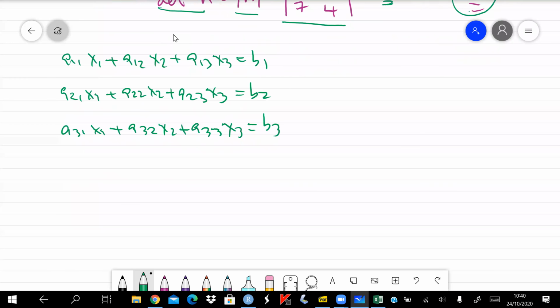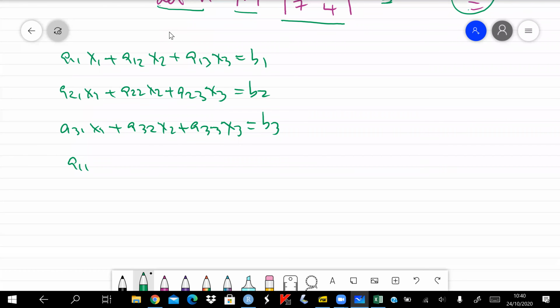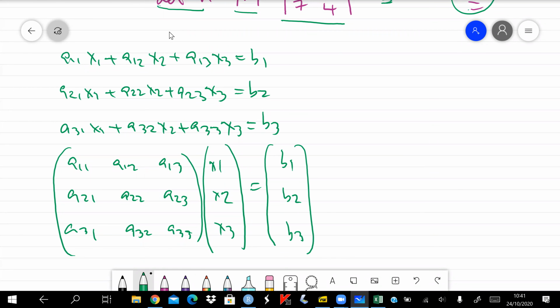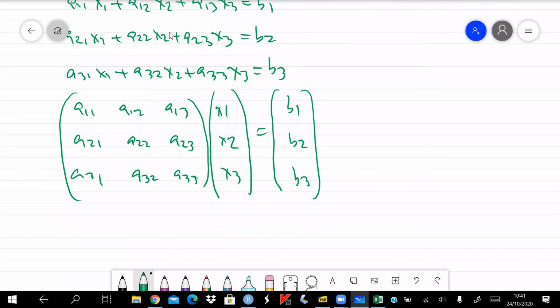So in matrix format, you can convert this into A11, A12, A13, A21, A22, A23, A31, A32, and A33. That's your matrix A. You multiply that by this vector, x1, x2, x3. That should give you B1, B2, B3. So in matrix format, we have it like that. Once you have it like that, using Cramer's rule to obtain the values of x1, x2, and x3 will be quite simple.